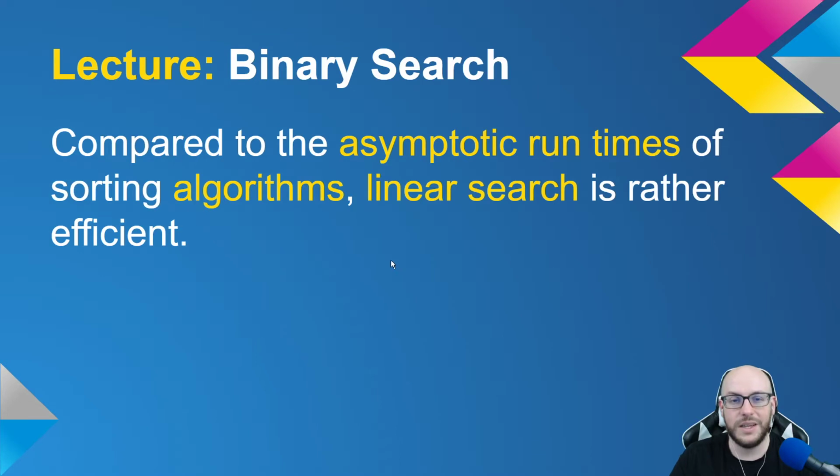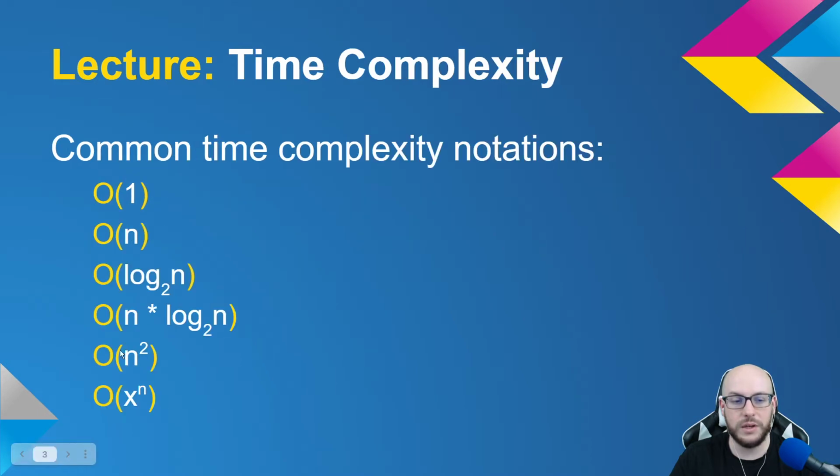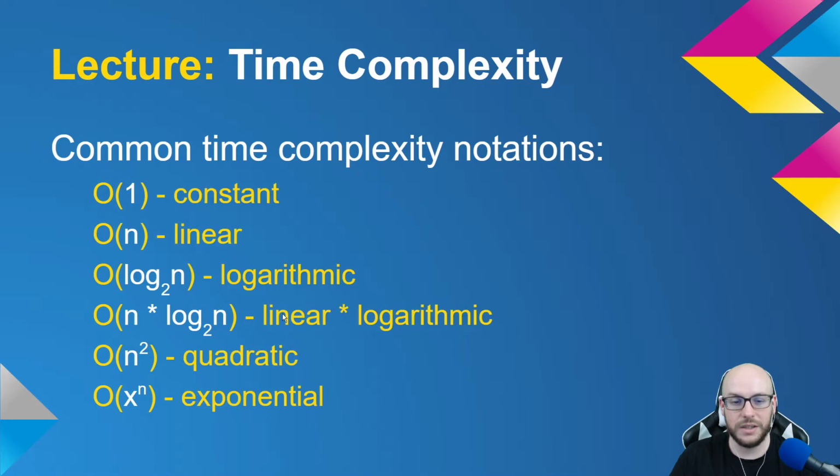Let's get started. Compared to the asymptotic runtimes of sorting algorithms, linear search is quite efficient. So I told you in the previous video that we have sorting algorithms that operate in n squared. In the worst case, that's what this big O means, keep in mind. In the worst case, they would do n squared comparisons. Some of the best sorting algorithms we have are somewhere in here. They can do n log n, as we come to call it, and reduce this a little bit. This is linear logarithmic, by the way.